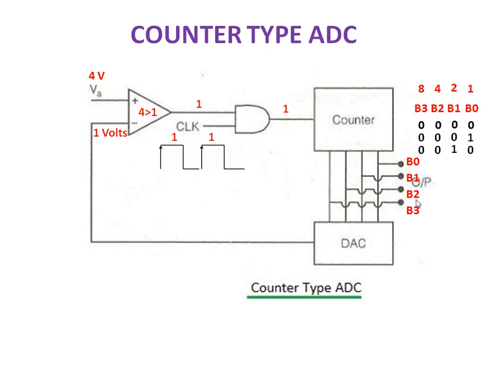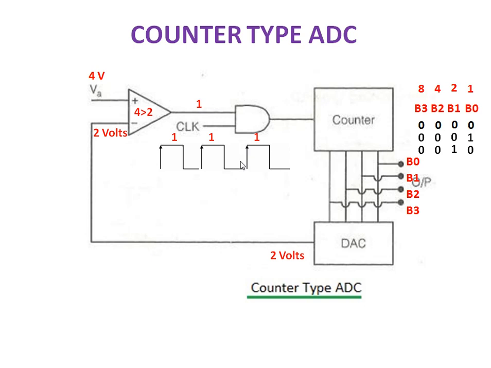This value will be given as input to the DAC. The DAC converts this digital input into analog output, so the equivalent analog voltage will be 2 volt. This 2 volt is given as input to the comparator. 4 volt and 2 volt are compared by the comparator. Again VA is greater than 2 volt, 4 greater than 2, so the comparator output will become 1.